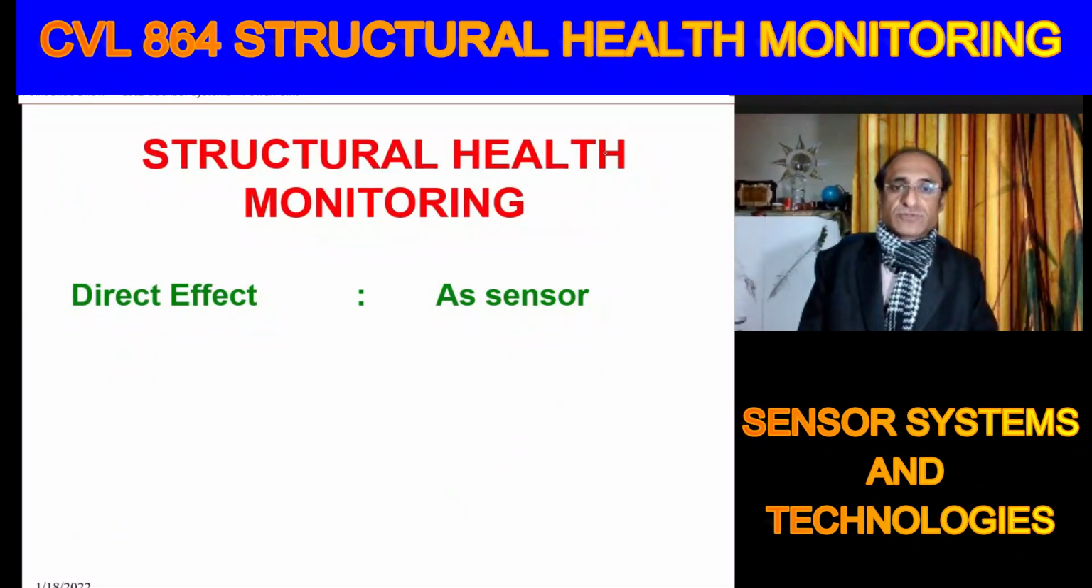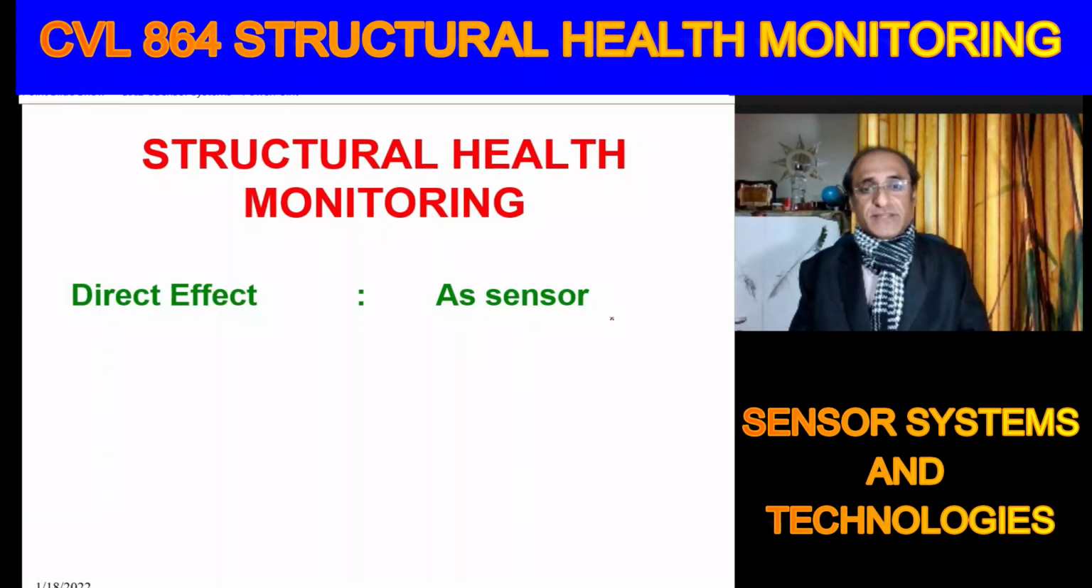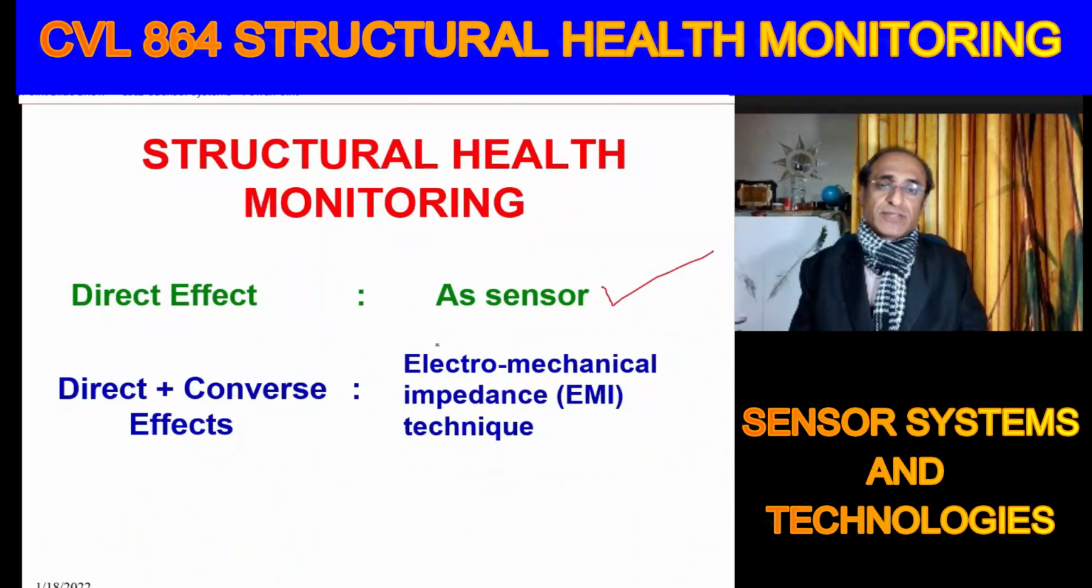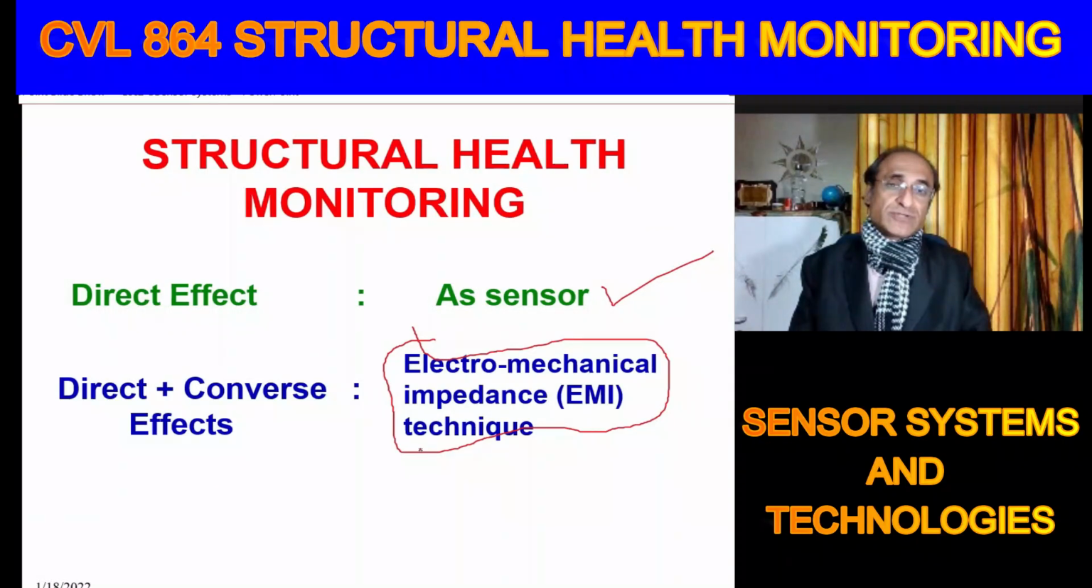So now we come to structural health monitoring. If we are using piezo sensors, we'll focus a little bit more on the piezo sensors, and then we'll come to fiber optic sensors. One effect is the direct effect, which is used as a sensor. The other is, if we combine the direct and the converse effect, we can use it as a technique called the electromechanical impedance technique. We'll give you an introduction of this technique today. Of course, we'll go into depth of each of these aspects in the forthcoming lectures. So this lecture is giving you a picture of the entire thing.